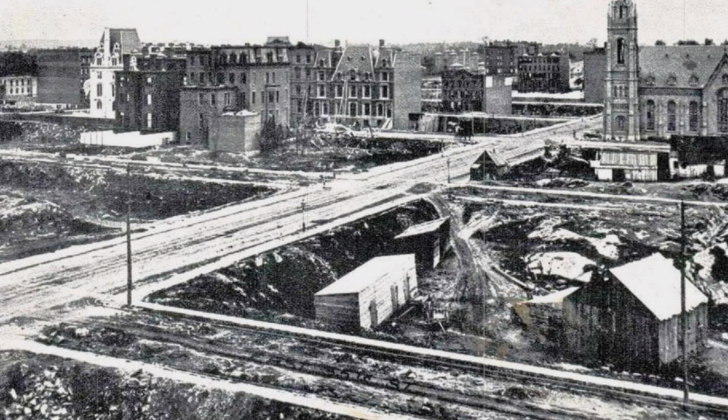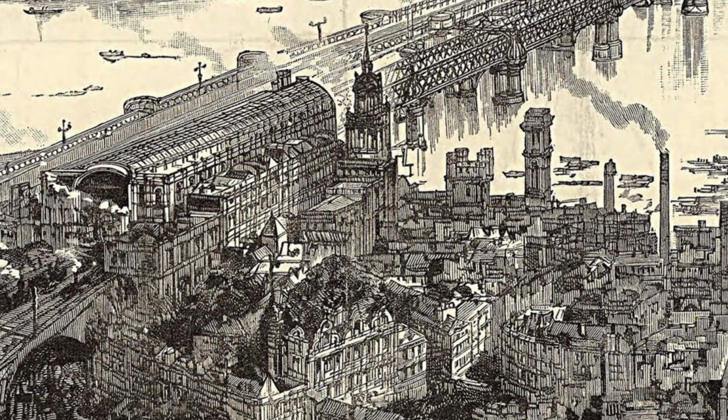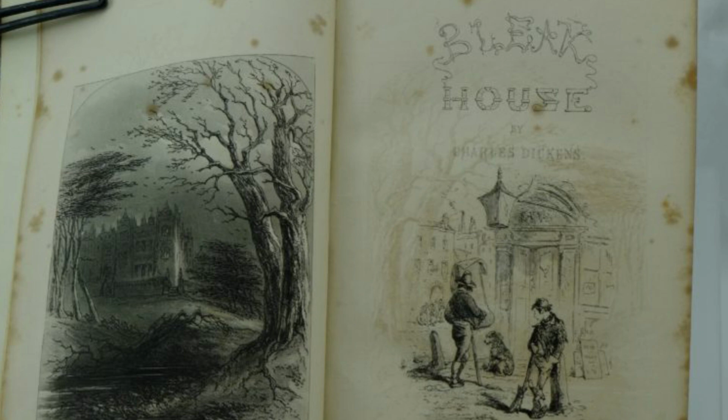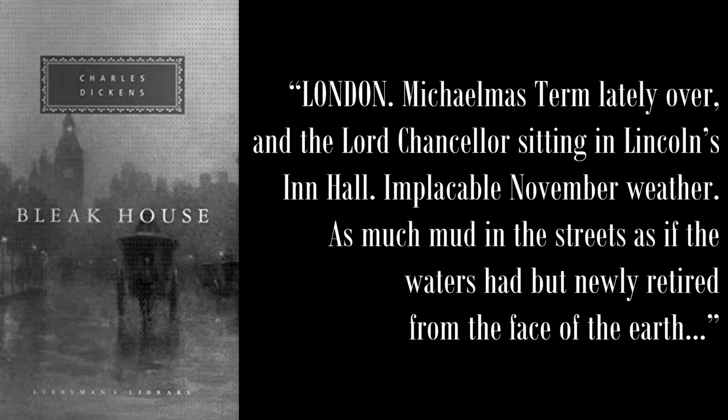Applauded by literary scholars for his use of fog as an opening simile and metaphor to paint a portrait of London as a corrupted hub amidst burgeoning industrialization, many often overlook that Charles Dickens's 1852 novel Bleak House actually opens with a different image. "London, Michaelmas term lately over, and the Lord Chancellor sitting in Lincoln's Inn Hall. Implacable November weather. As much mud in the streets as if the waters had but newly retired from the face of the earth."